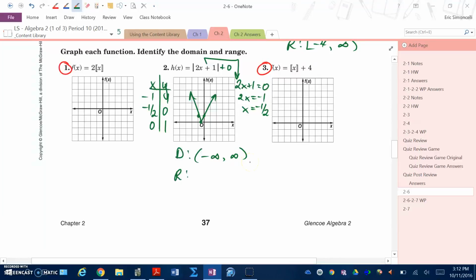The range, as we look again at the vertex being negative a half comma 0. The vertex, because the y-coordinate, I'll highlight as such, the y-coordinate is 0, will never go below technically 0, but only above it, can be equal to, it's going to look something like this. So the range would be 0 with a bracket to infinity.